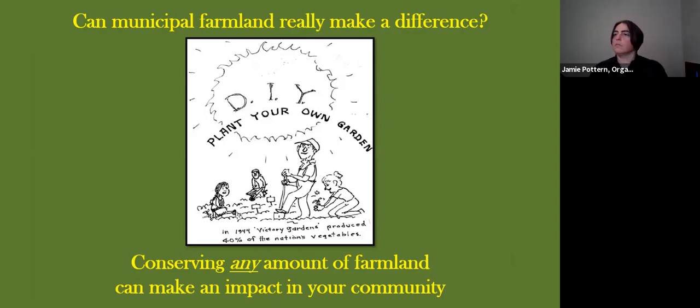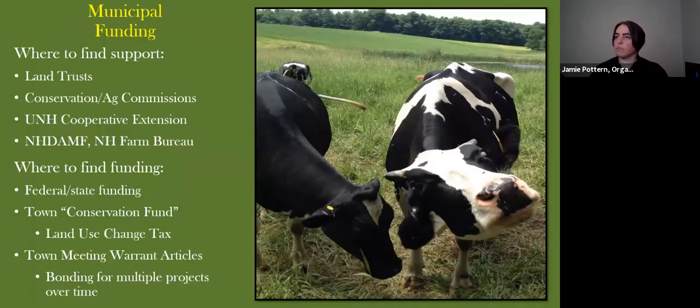And finally, towns are capable of buying and owning farmland that could be leased to a farmer or used as community garden space. It's hard to believe, but during World War II, these victory gardens actually grew about 40% of the nation's vegetables. All in all, there are lots of ways municipalities can get involved in protecting and stewarding farmland, and I'd encourage everyone here to think about how you could bring forward some small effort in your own town.